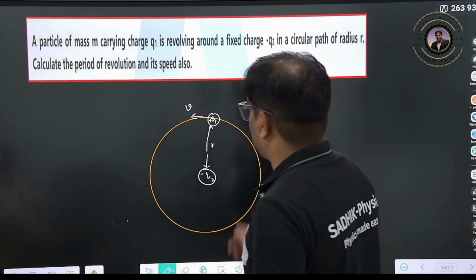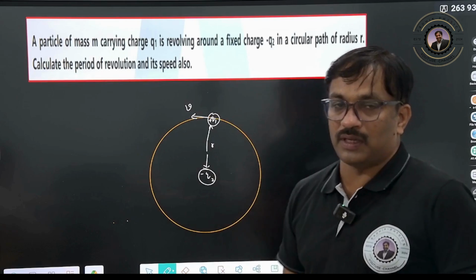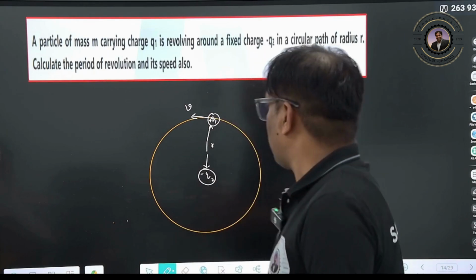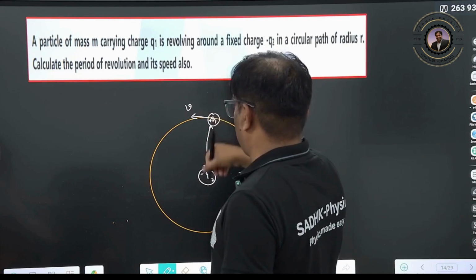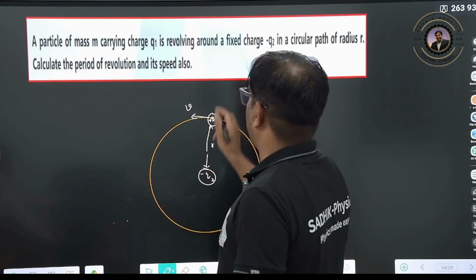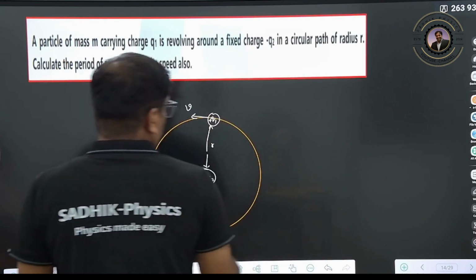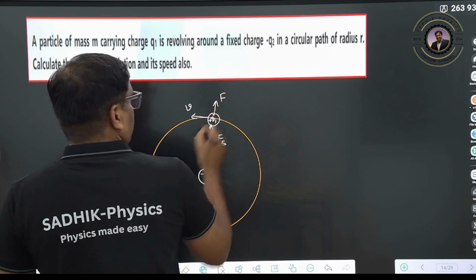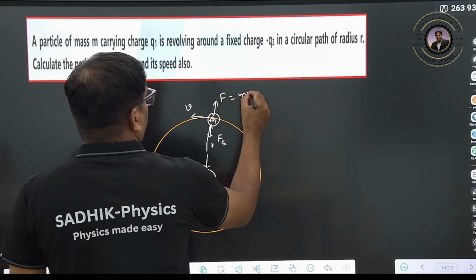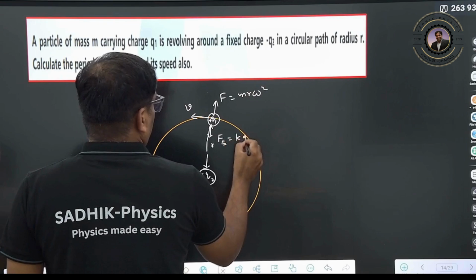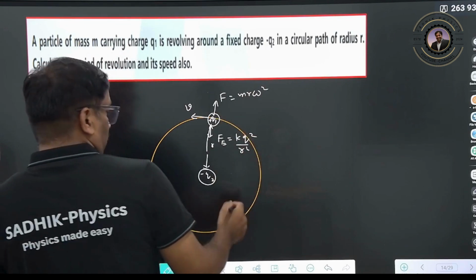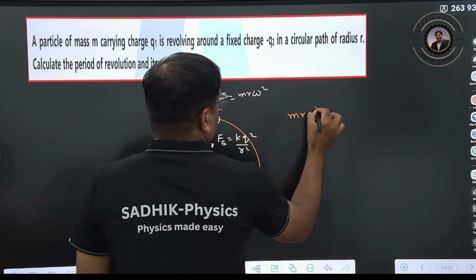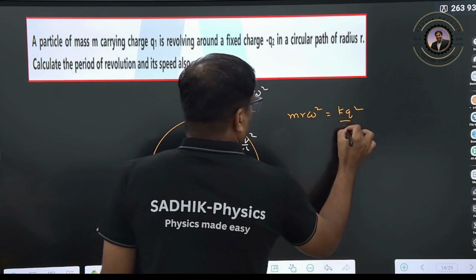Time period means circular motion, so immediately you should get into your mind the centripetal force and centrifugal force. So this is your Coulombic force of attraction, which will be balanced by the centrifugal force. What is the Coulombic force here? F_E, and the centrifugal force. Therefore m r omega square is equal to k q square by r square. Clear? So you can rewrite this and combine it.